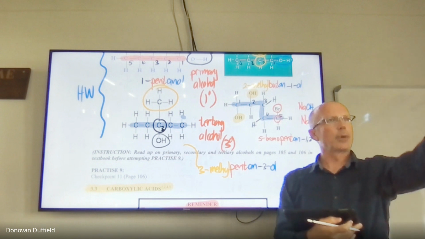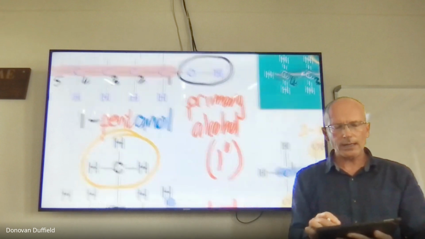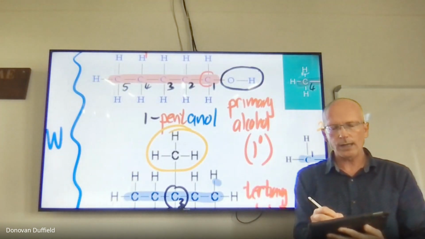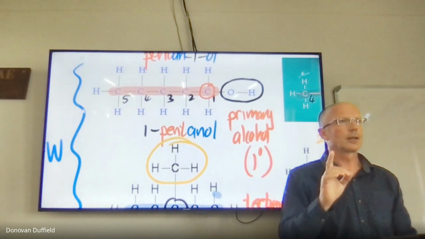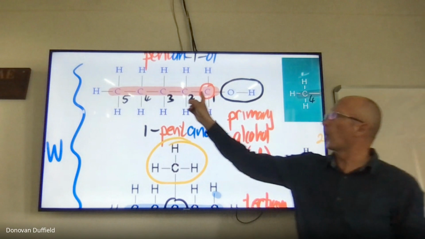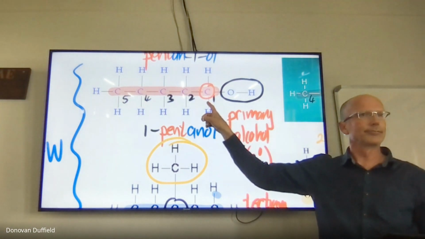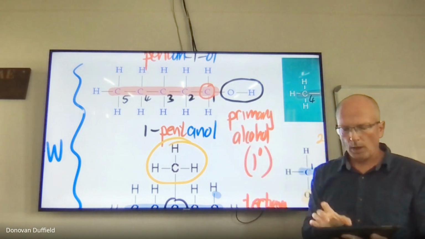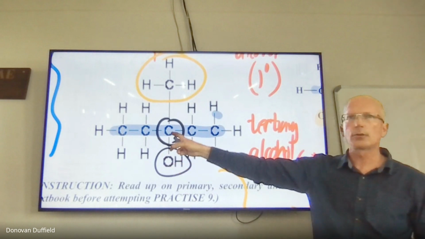Depending on the carbon it's bonded to, it will likely be primary, secondary or tertiary. Okay, so why is this called a primary alcohol? Because there's only one alkyl group bonded to that carbon. Agreed, Mbali? Well done. Why is this called a tertiary alcohol? Well, the OH is bonded to the carbon.